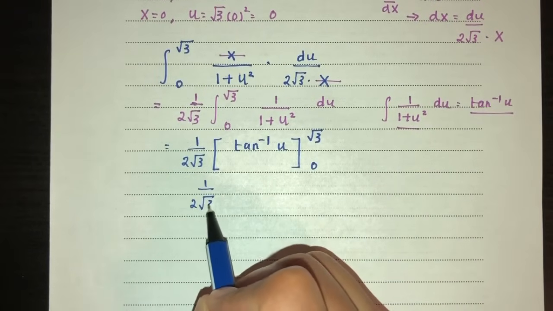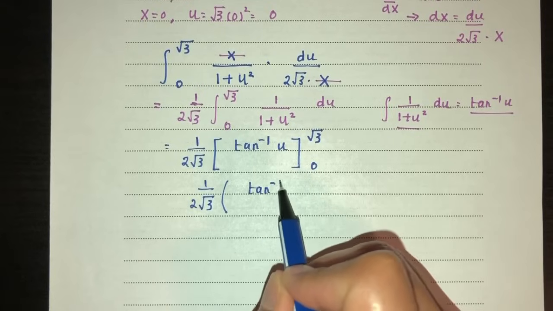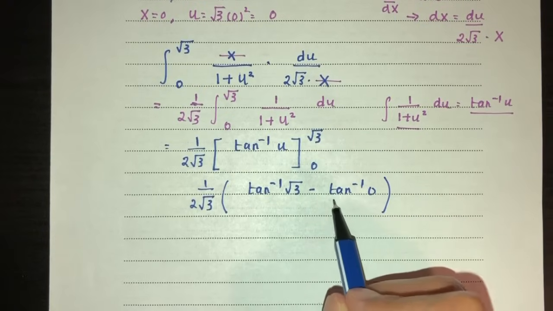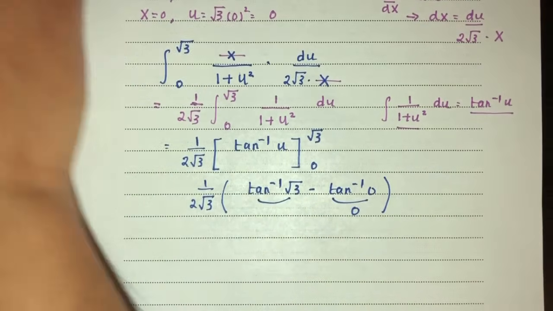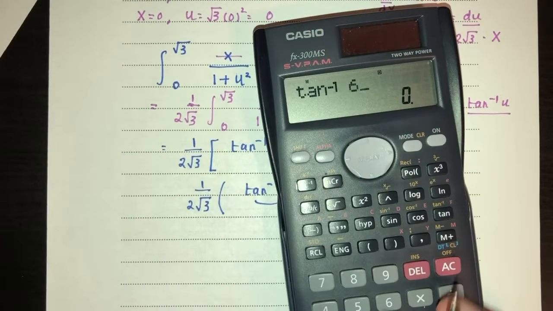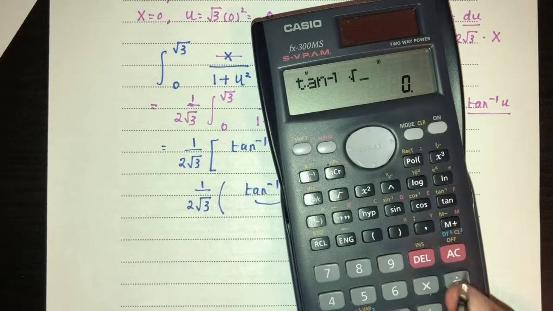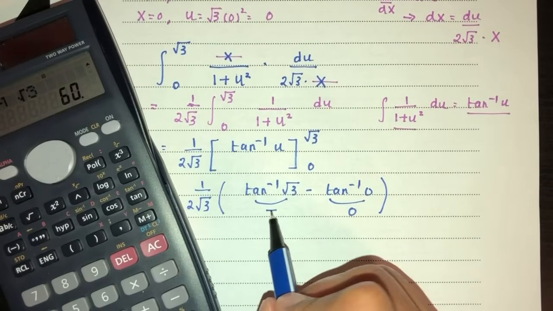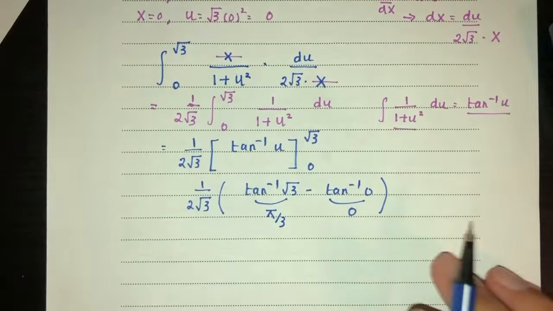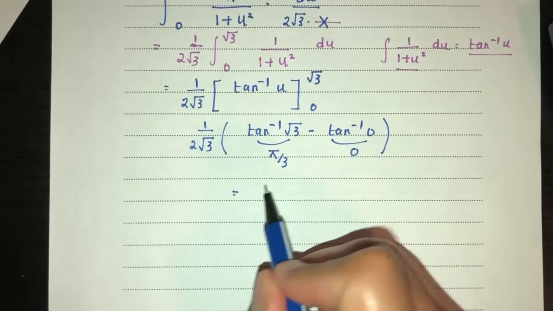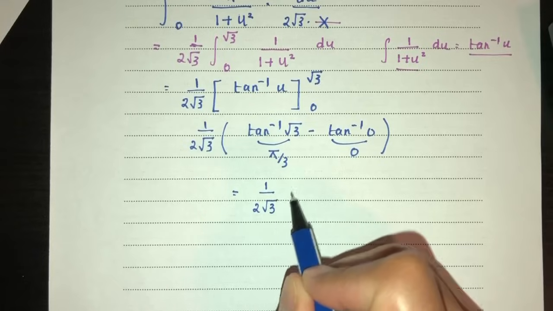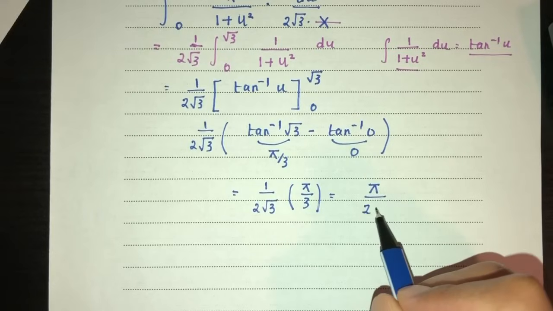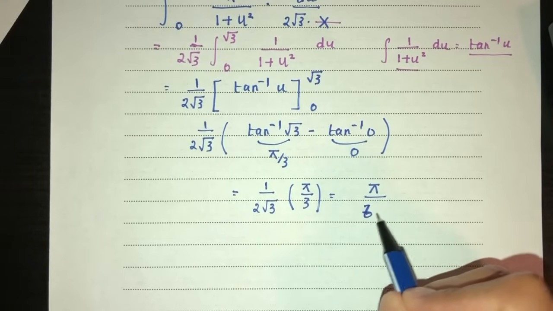So 1 over 2 root 3 bracket, first one is tan inverse of root 3 minus tan inverse of 0. So this is 0, and this will be, let's find out. So tan inverse of root 3 will be 60 degrees. Okay, so we need this in terms of radians. So pretty easy, 60 degrees will be pi by 3. So let's simplify. This will be 1 over 2 root 3 times pi over 3. That will become pi over 2 times 3 will be 6 root 3.